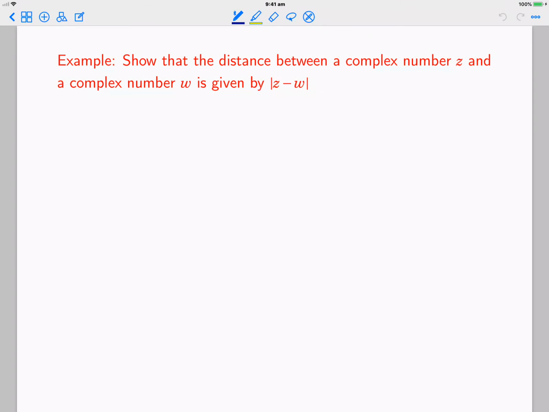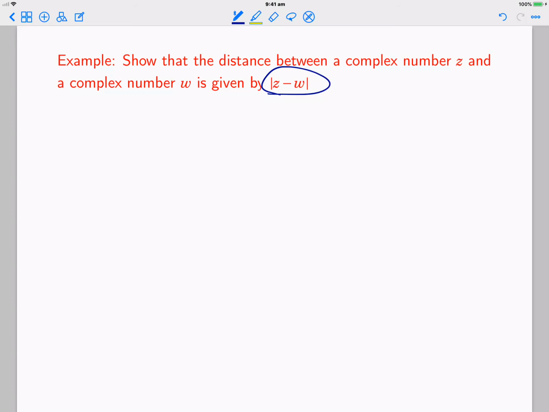Okay, there's another important result or idea that we use a lot as well, and I thought I'd show you this as an example. We want to show that if you have two complex numbers, z and w, then the distance between them is given by the modulus of z minus w. Usually we just tell students this. We just tell them to remember that if you want the distance between z and w, you just find the modulus of z minus w.